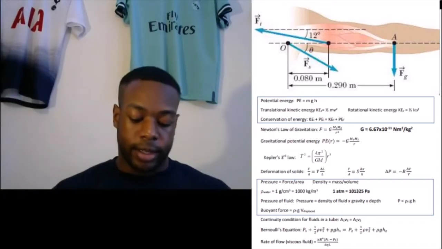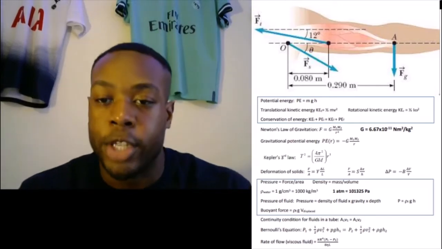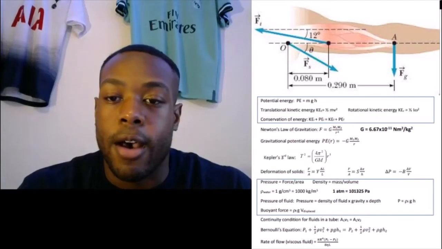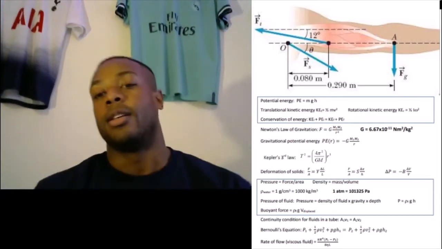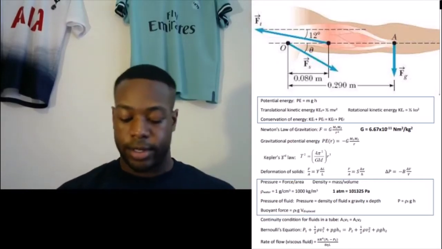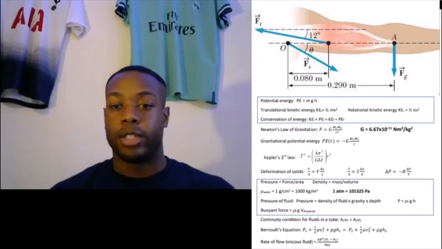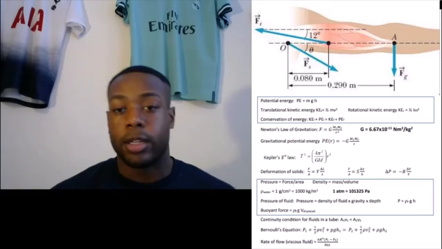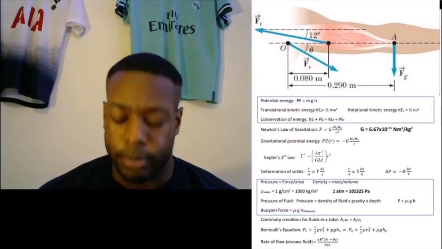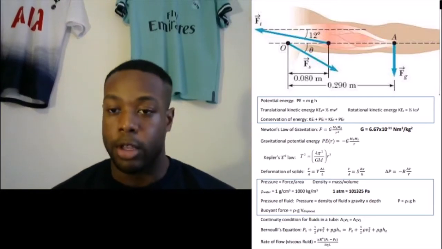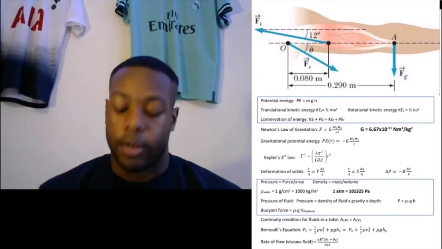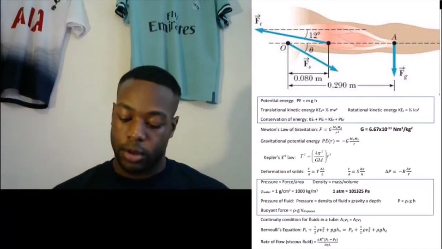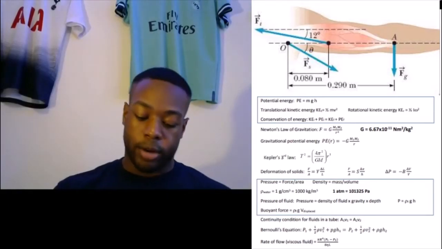I'll do the x dimension first. Acting in the x dimension, we have force T and force S. Let's say that force T is going in the negative direction, so we're going to say negative force T cosine 12 equals force S's x component, and let's just make that positive.